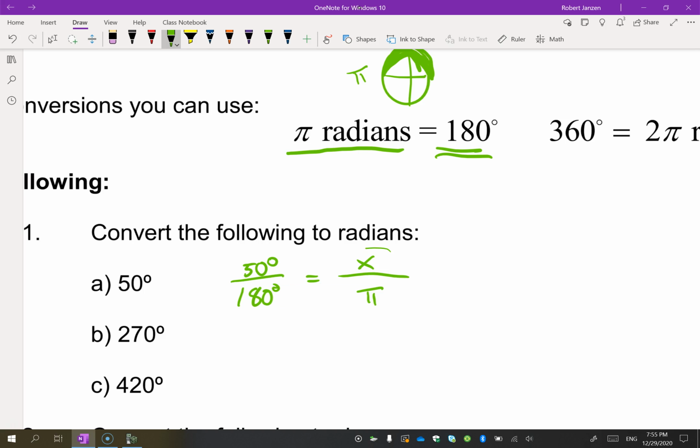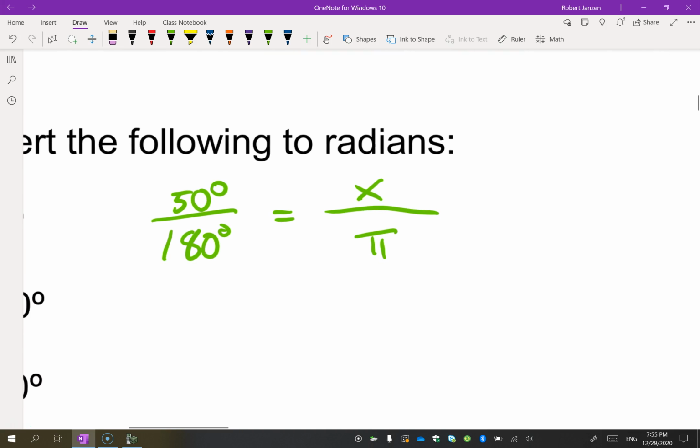Okay, and then I can use that to figure out, well, how are they related up here? Well, how do you solve a ratio like this? Well, this should be familiar to you. We use a technique called cross-multiplying. I hate that term because it's not really cross-multiplying. We're actually solving for x.